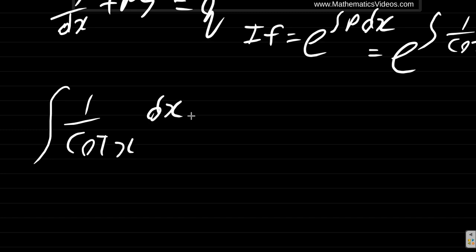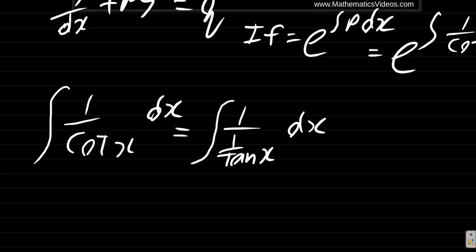Now, if you look in your table of integrals, you don't really have a table of integrals. If you look here in your table of derivatives, you don't see anything that's differentiated and gives you cot x. So what do we do here? Well, cot is 1 over tan. So it's the integral of 1 over tan x dx. But 1 divided by 1 over tan is really tan. So the integral of tan x dx.